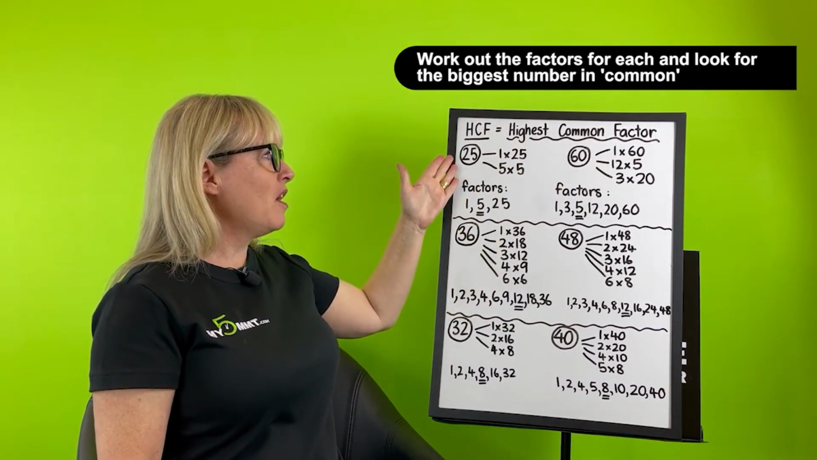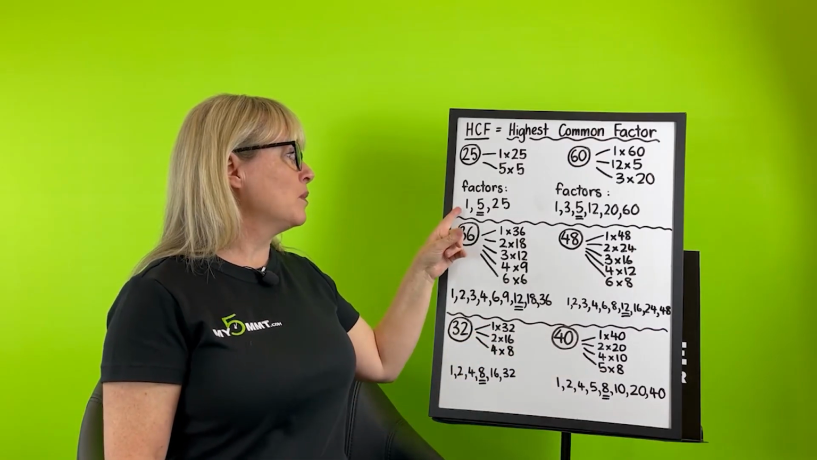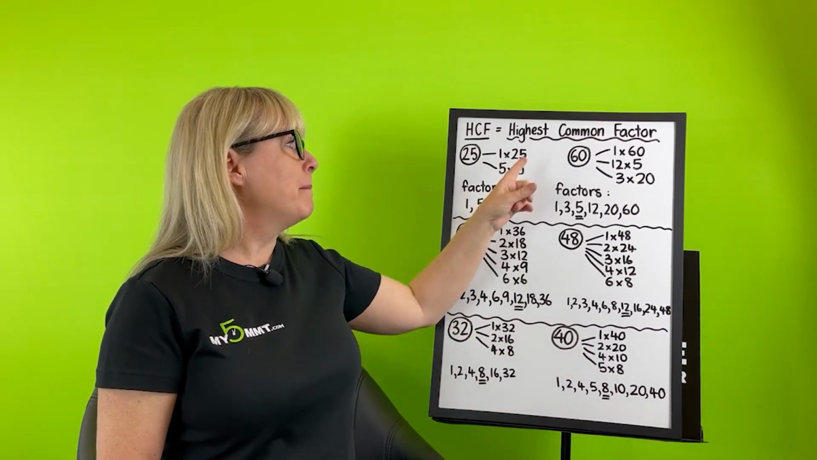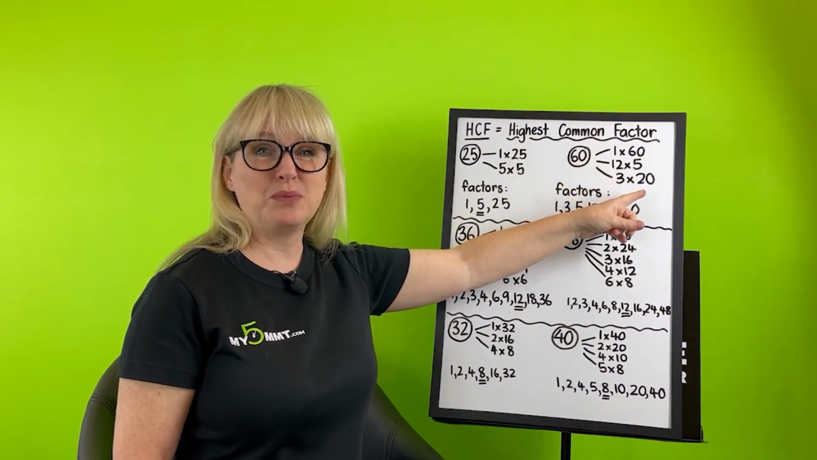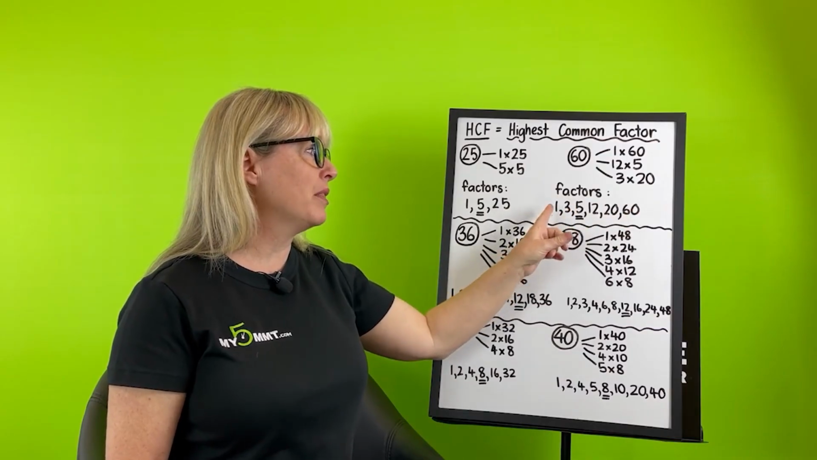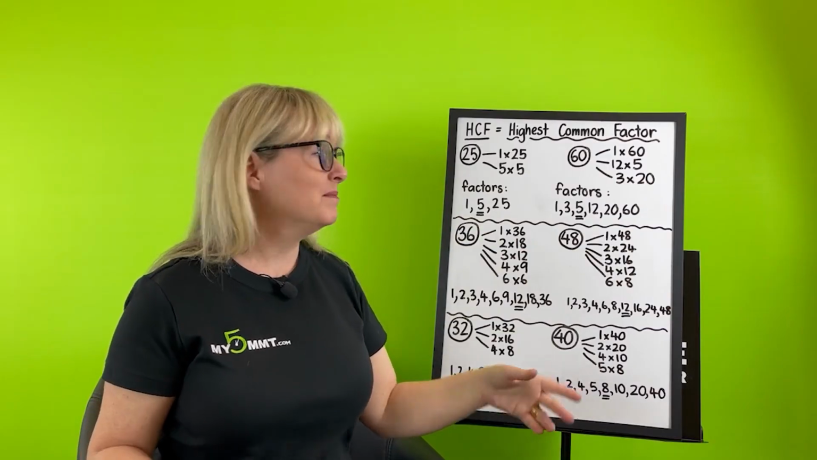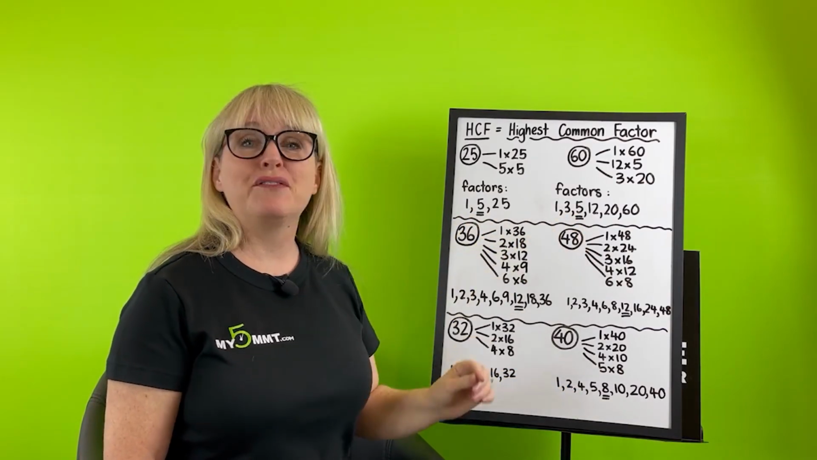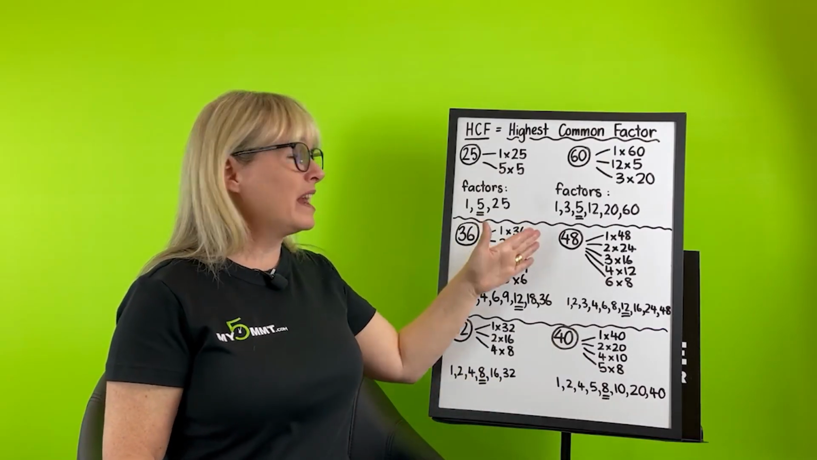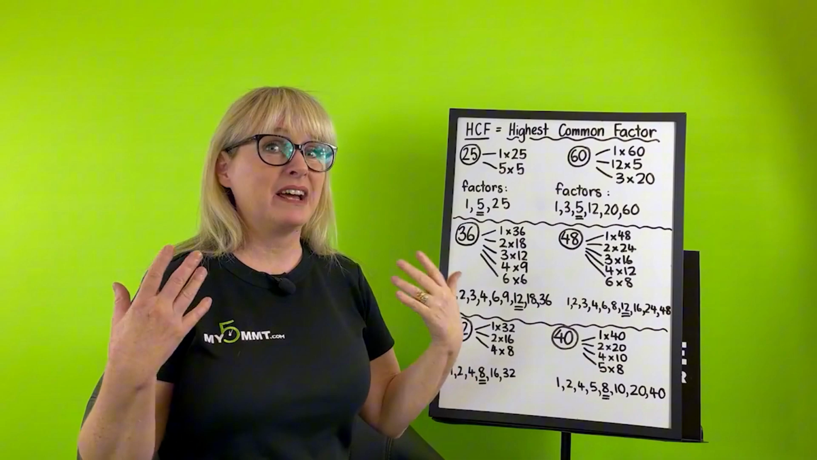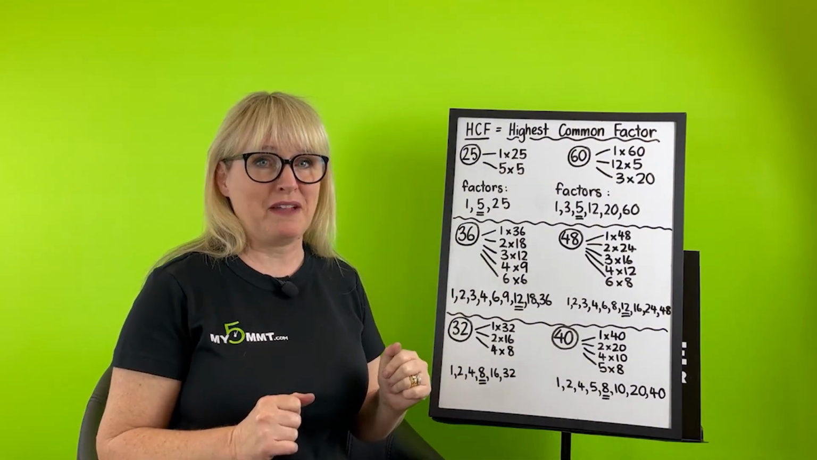So for 25, we've got 1 times 25 and 5 times 5. So my factors are 1, 5 and 25. But for 60, I've got 1 times 60, 12 times 5 and 3 times 20. And when I put them in order, I have 1, 3, 5, 12, 20 and 60. What do they have in common? 5. They both have a 5 and it's the biggest number they both have in common. Yes, they both have 1 in common. They might have 2 in common. They might have 3 in common, for example, but we're looking for the biggest number they both have in common.